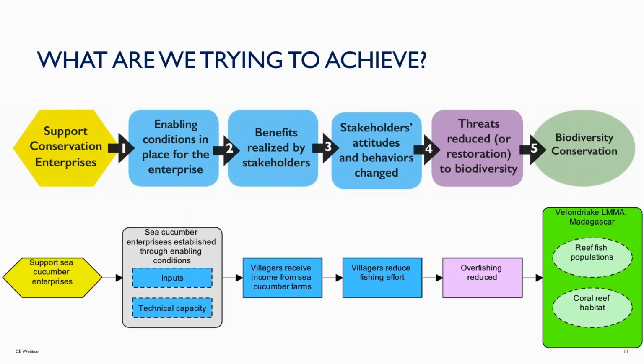And then our next assumption might be, okay, once they've got those enabling conditions, they'll start to farm the sea cucumbers. And then they'll receive income from the sea cucumber farms. Then when they're generating income from the sea cucumber farms, they'll have less need for fishing effort, so they'll reduce their fishing effort. And that will reduce overfishing on the reef, which is the primary threat to the reef fish populations and the coral reef habitat, which is the thing that we're trying to conserve. So that's our example, or our starting point.